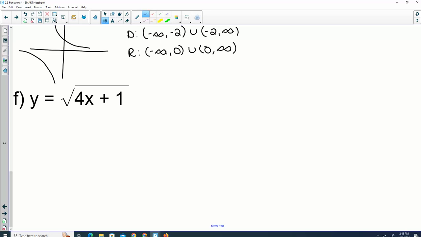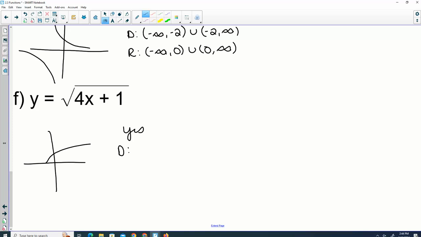Last one of these. I say the square root of 4x plus 1. So you get what? A little curve, kind of looks like that. Is that a function? Yes. What's my domain? Can you tell?